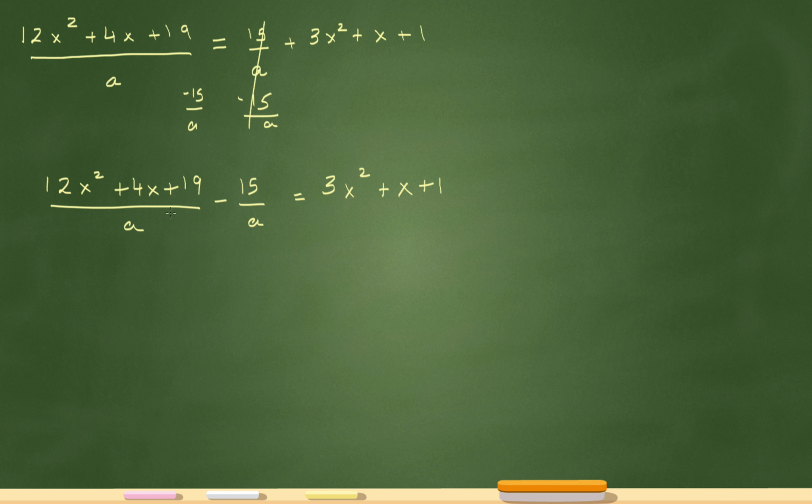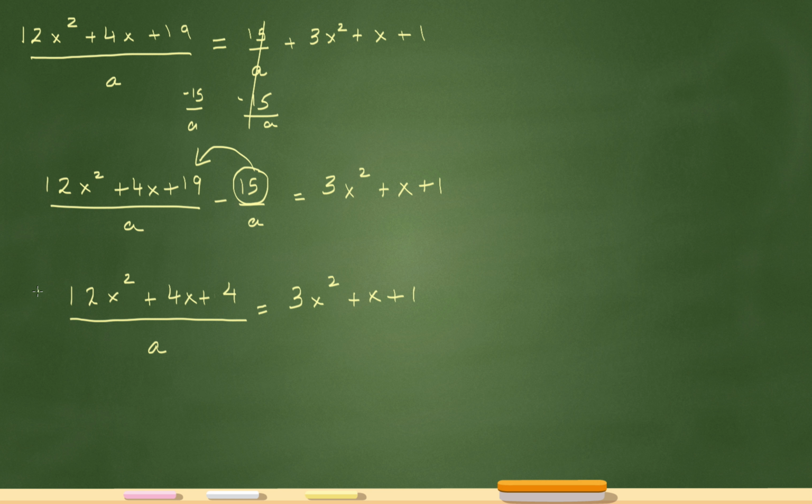Now, if you're subtracting and you have the same denominator, you just subtract your numerators, right? So over here, all I'm going to be doing is subtracting this 15 from that 19, because those are my like terms. So I'm going to be left with 12x squared plus 4x, and it'll be 19 minus 15, which will be plus 4 over a, which will equal 3x squared plus x plus 1.